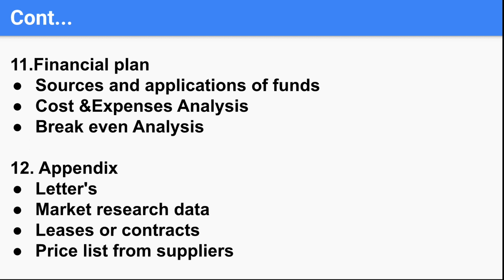Clear? Next, in the financial plan you should also mention what your sources are, who your investors are, who your shareholders are, right? All these things have to be mentioned. If you are taking a loan from a bank, then from which bank you have taken the loan and how much amount you have taken, all these things have to be mentioned. Clear? Then cost and expenses analysis has to be made. What is your cost of production, that has to be analyzed.